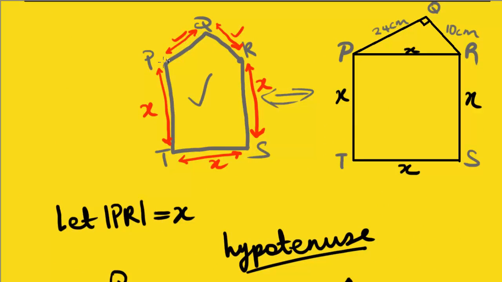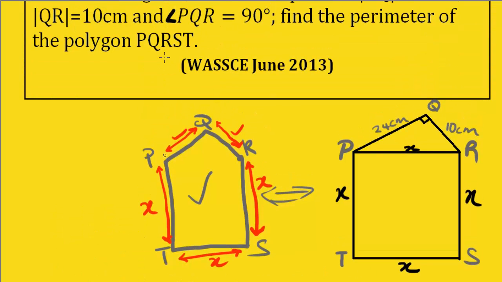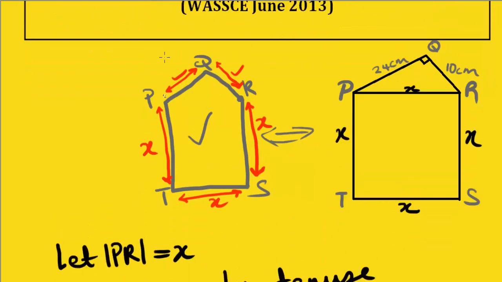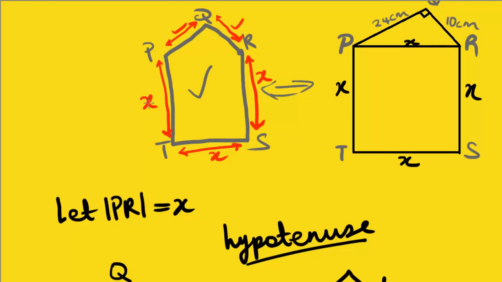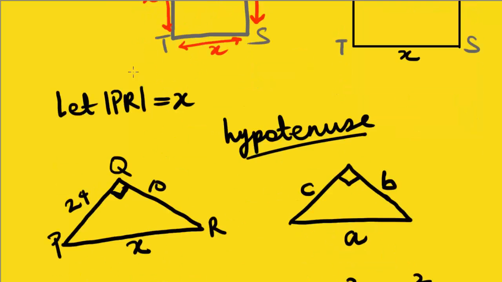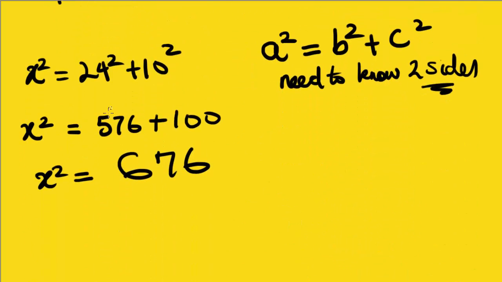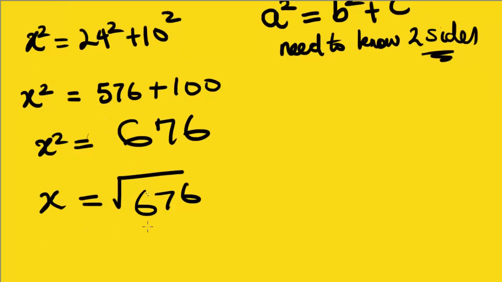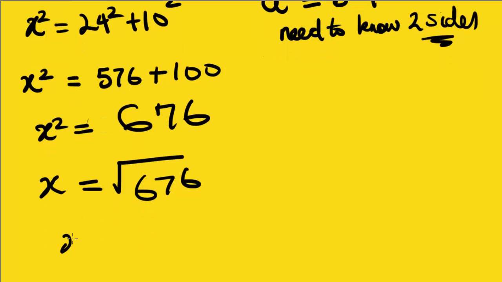So the perimeter, as I mentioned earlier, is the sum of the length of all the sides surrounding the polygon PQRST, because that's the perimeter we were told to find. You see from the question, find the perimeter of the polygon PQRST. And I mentioned that all we needed to do was find x, and we're done. We just need to add the sides together. Now we know x. Well, we know x squared. Taking the square root of both sides, you have x equals square root of 676, which is x equal to 26.